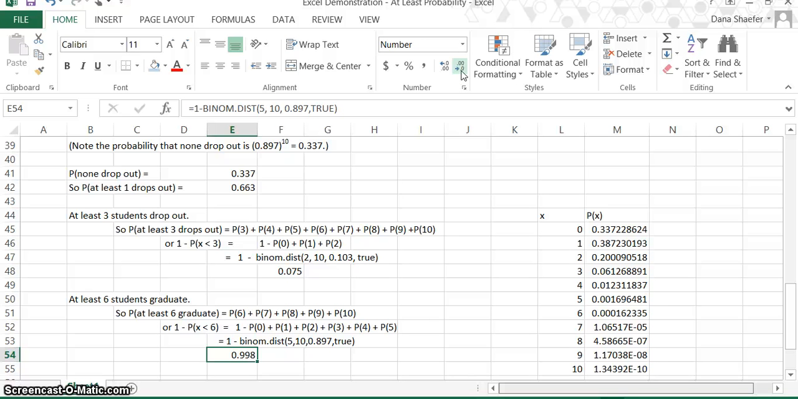So I wanted to take some time to go through a couple of these, one using the formula, just showing you how that would work, and two of them going back and talking about the binomial distribution and using the idea of the cumulative by putting true as that logic statement in the binomial distribution.